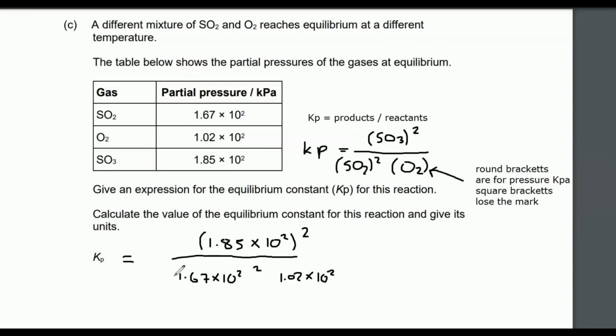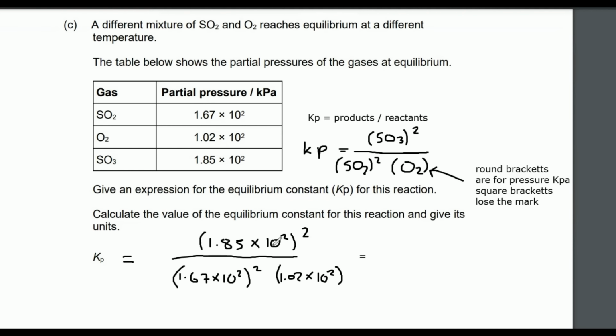Now, when they ask you to write an expression, you don't have to write all the numbers in. They want the symbols, which I've done up the top there. So like SO3 to the power of 2 over SO2 to the power of 2 times oxygen. So now I'm going to replace that with the numbers, because we're going to calculate it.